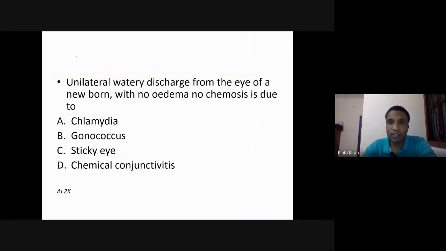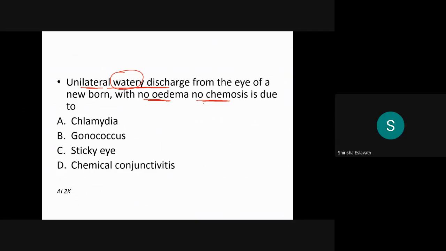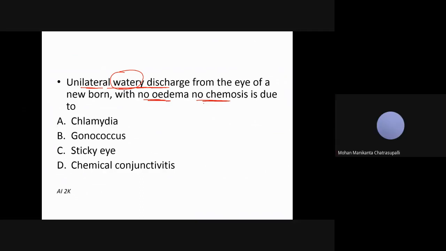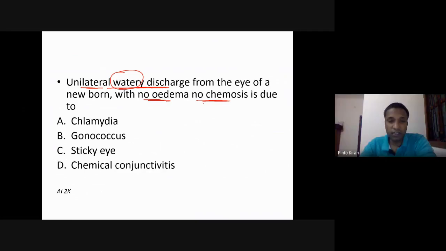Unilateral watery discharge from an eye of a newborn with no edema, no chemosis is due to? Who will answer? A unilateral watery discharge. Okay. Watery discharge, no edema, no chemosis. So what is the answer here? Who will answer? Anybody? Mohan? I think chemical conjunctivitis. Yes, very good. Yes, you are right. Okay.